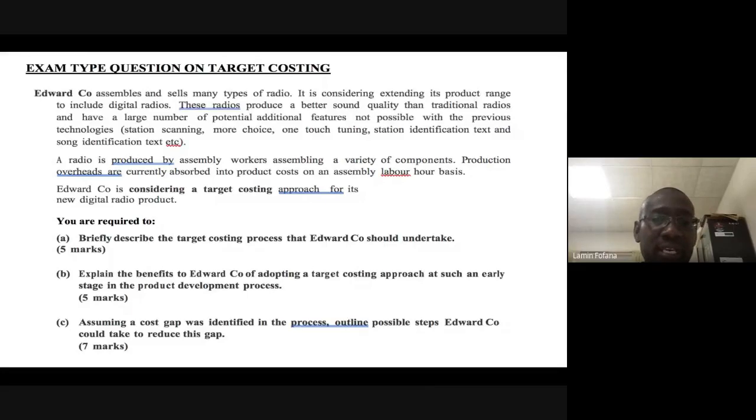That's really important. Don't just reproduce the notes that you are able to learn on the steps that you need to follow in target costing. If you produce that without making any reference to the case, the marks you will get will definitely be very little. So this is the way you answer case study questions. If there are no questions or contributions, shall we move to the B part?